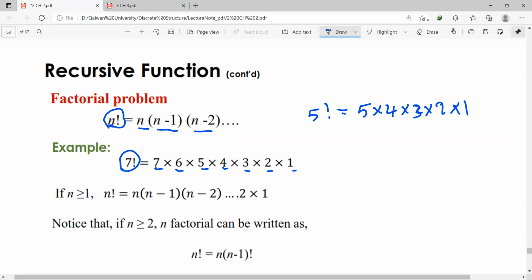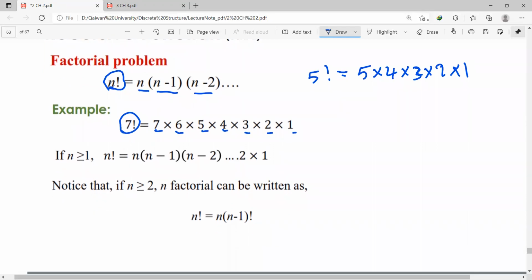If you have n factorial, we multiply all the numbers which are less than or equal to n, down to 1. That means if you have 10 factorial, it means 10 times 9 times 8 up to 1. We multiply all these numbers. This is the general form of factorial: n factorial is n times n minus 1 times n minus 2 up to 1.